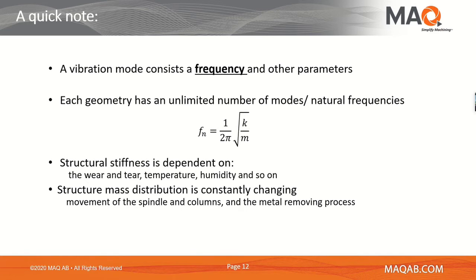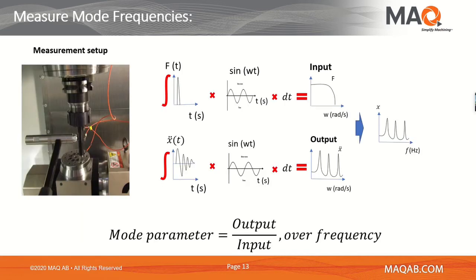The structure stiffness also depends on the wear and tear of the components, the temperature, humidity, and so on. And the mass distribution is constantly changing, particularly in machining, because of the movement of the spindle on columns, and also because we are removing material from the workpiece, so the mass is constantly changing. This really brings the problem to the vibration issue in machining, because we have a stiffness that is changing and we also have a mass that is changing. So it is hard for us to determine which frequency we're looking at.